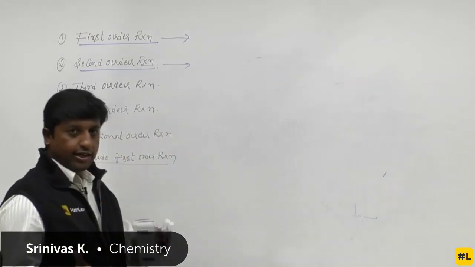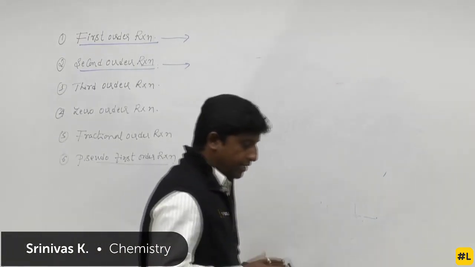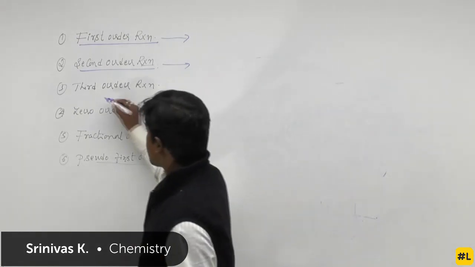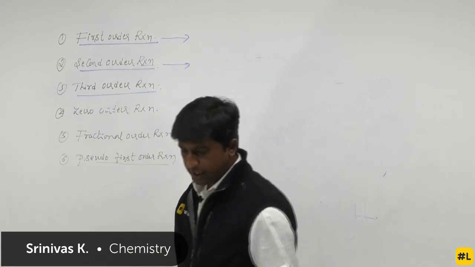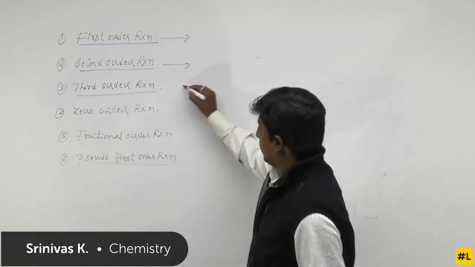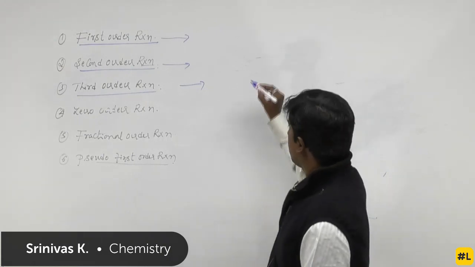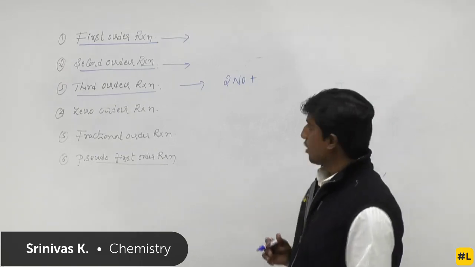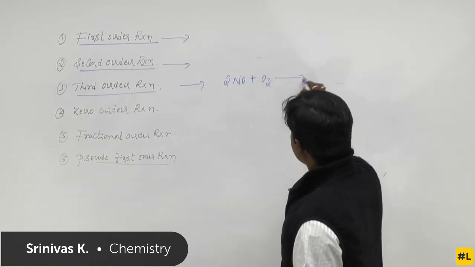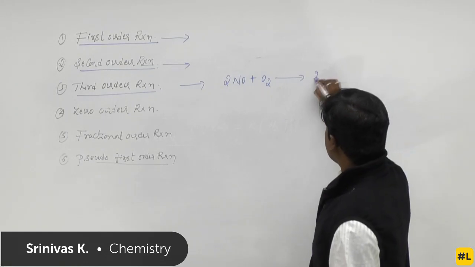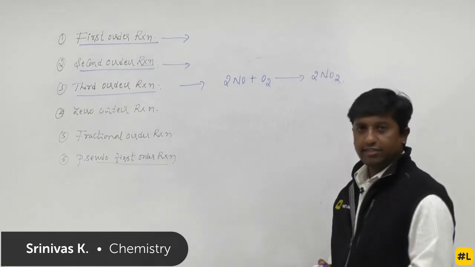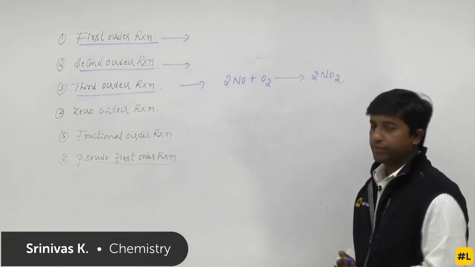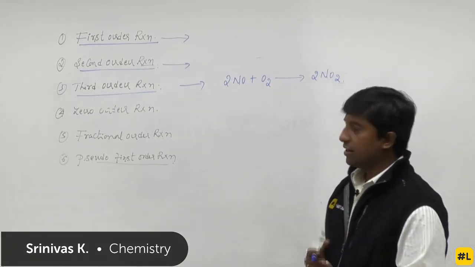Yes. Again, let's come back to today's concept, that is order of reaction. Students, now let us take an example of a third order reaction. Very important. I take the chemical combination of nitrogen monoxide. Nitrogen monoxide reacts with oxygen to give nitrogen dioxide. Let us see whether the equation is balanced. So 2NO plus O2 gives 2NO2. So this is an example of a third order reaction.